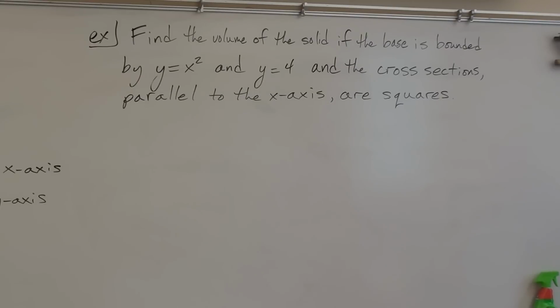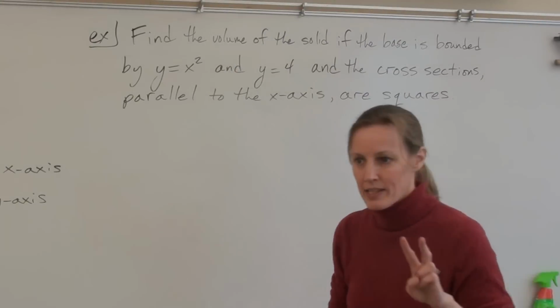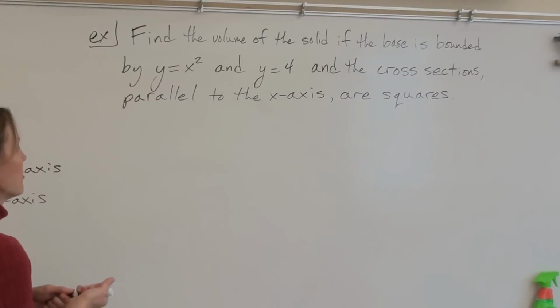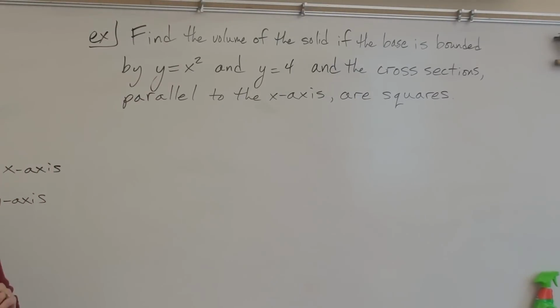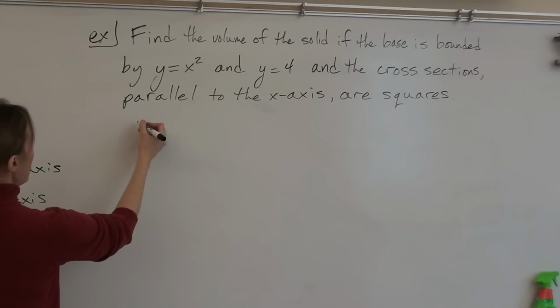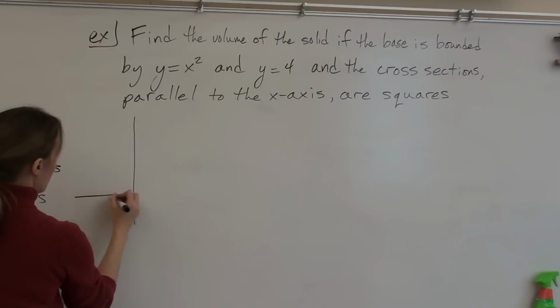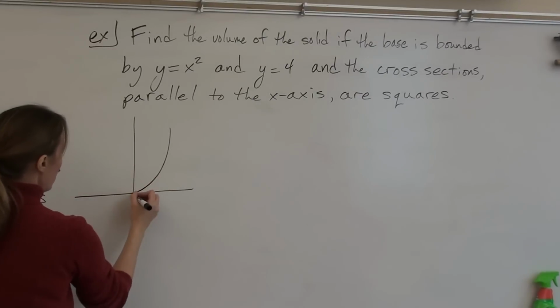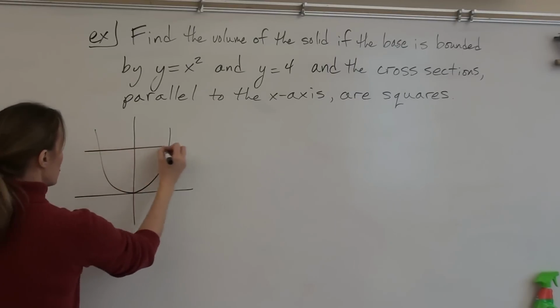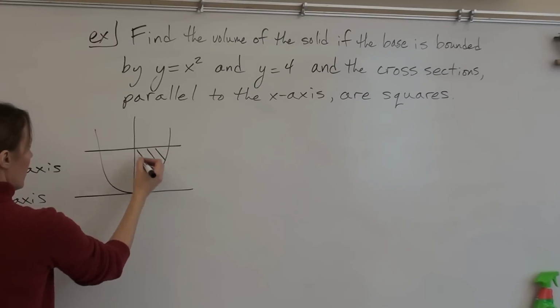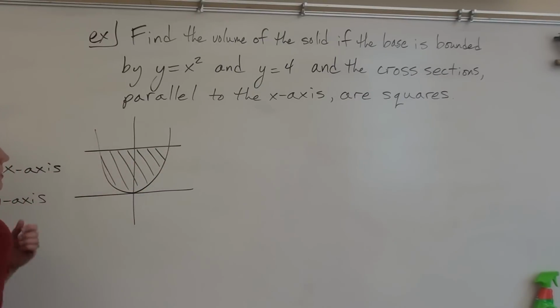All right, so find the volume of the solid formed if the base is bounded by y equals x squared and y equals 4, and the cross sections that are parallel to the x-axis are squares. There are only two things you need to draw to get these problems correct. Number one, you draw the base. So if we draw the base, we have y equals x squared, and we have y equals 4. So that's our base.